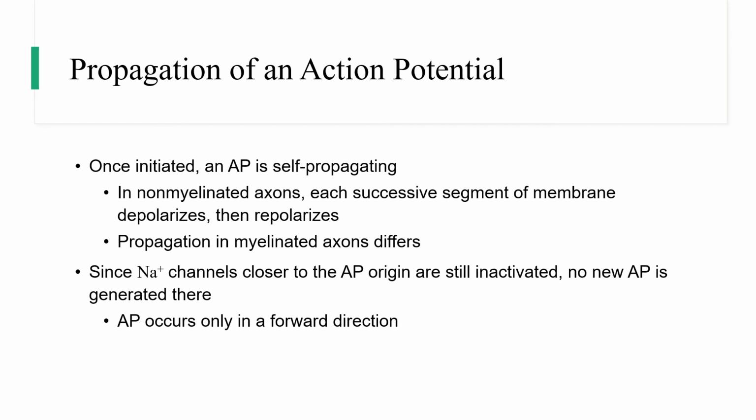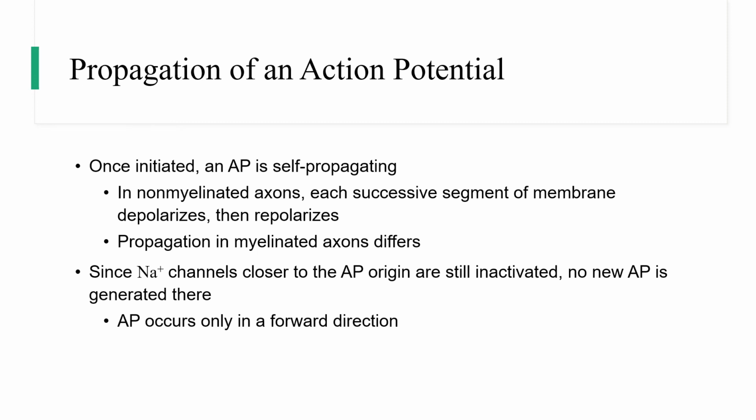Now, there are going to be different types of axons. Some of them are going to be called non-myelinated, and other ones are going to be called myelinated. They're going to differ in how they move the action potential down the axon, but that's not really important for us to understand right now.